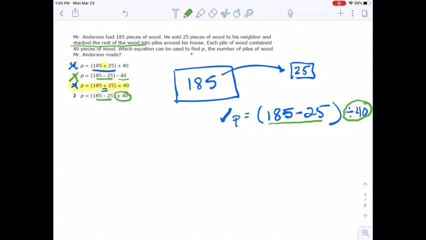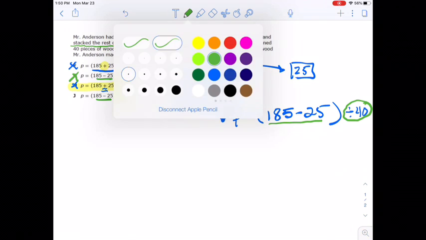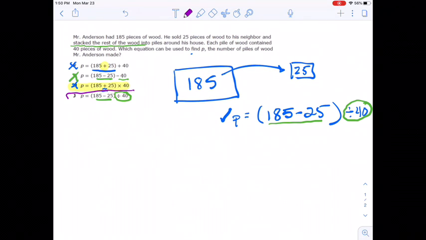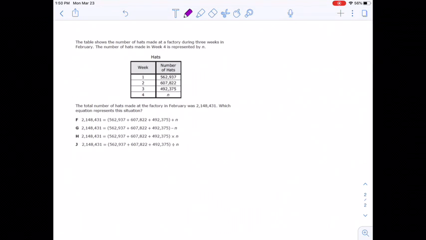So we know J can't be it because this would just be subtracting away one set of 40 pieces of wood. And we want to put all of the wood into stacks of 40. So we know that J matches this word problem: 185 pieces of wood minus 25 that he gave away, and then divided up into piles of 40 pieces of wood each. Let's look at one more.